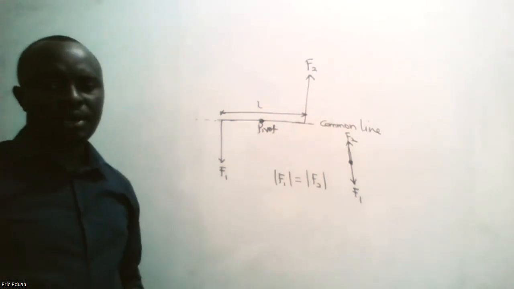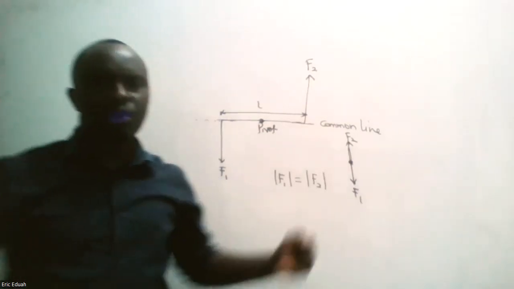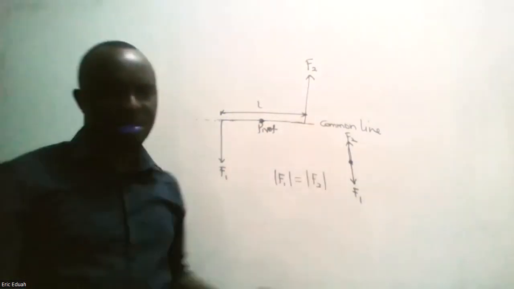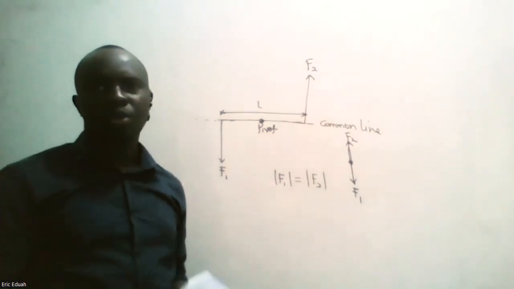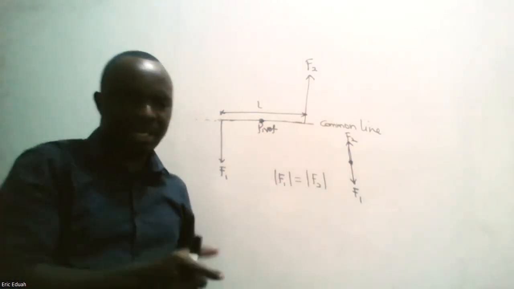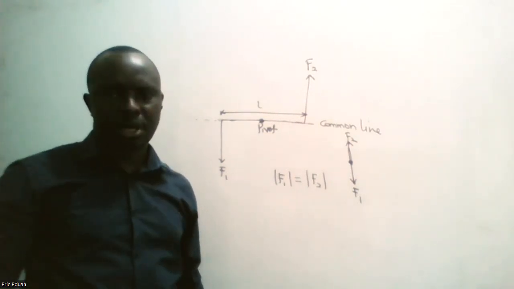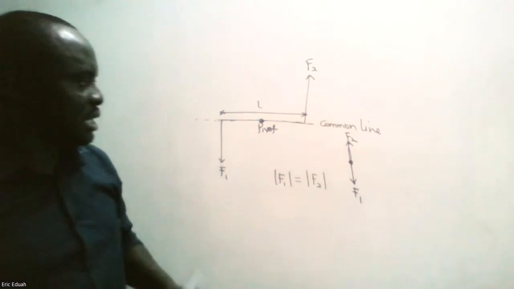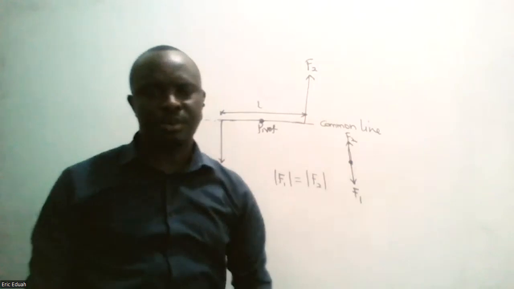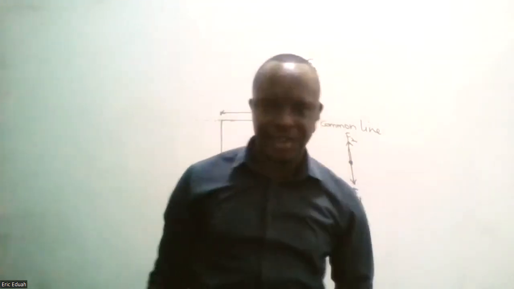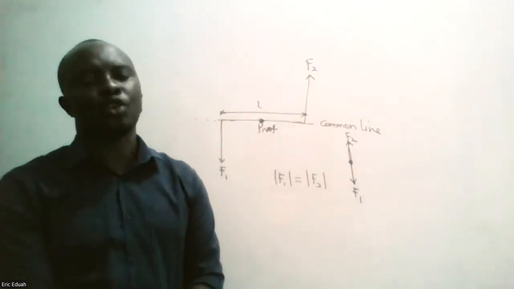Yes, please. So, examples of application of a couple: steering a wheel, riding a bicycle, opening and closing a bottle. All these applications are under a couple system. And what is the turning effect of a couple?